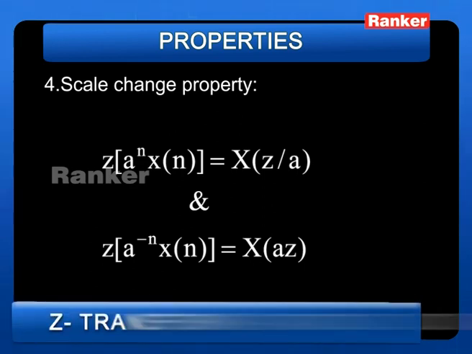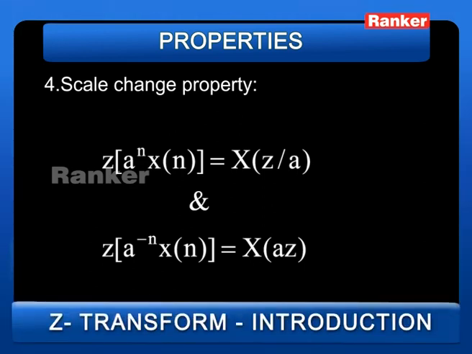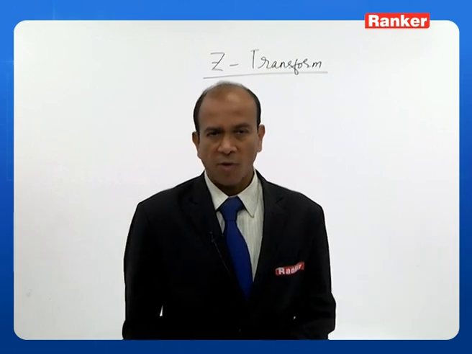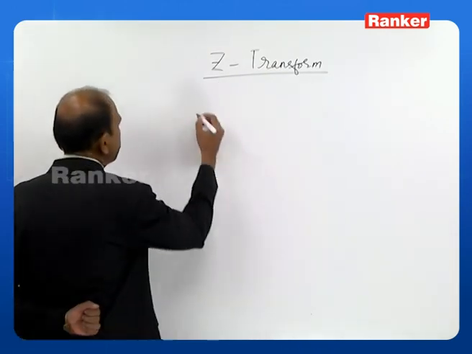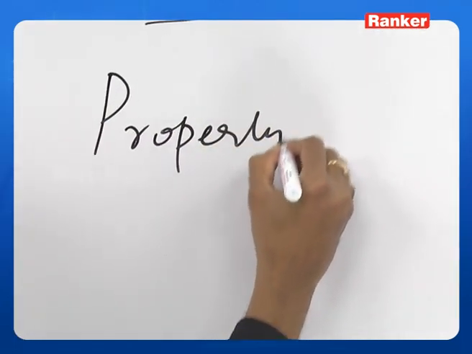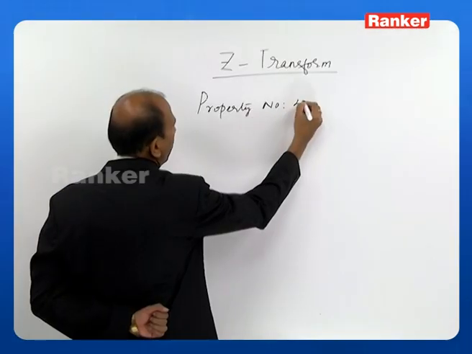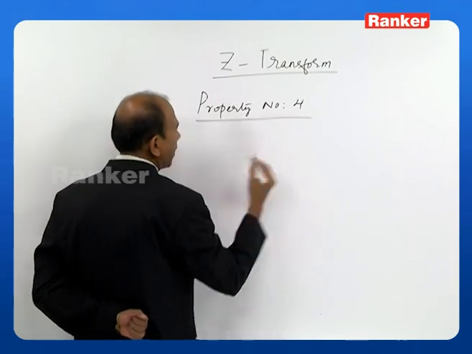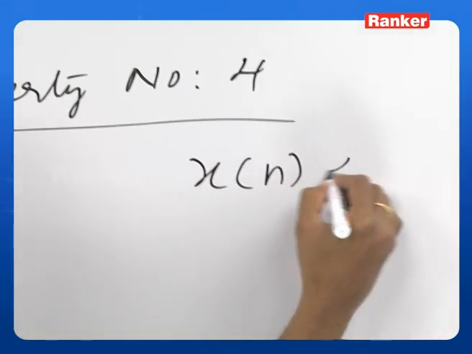So, what does it say? Z of a to the power of n times x of n is equal to x of z by a, and z of a to the power of minus n times x of n is x of az. So, let us see this on the board. So, this is property number 4. Okay. We all have this.